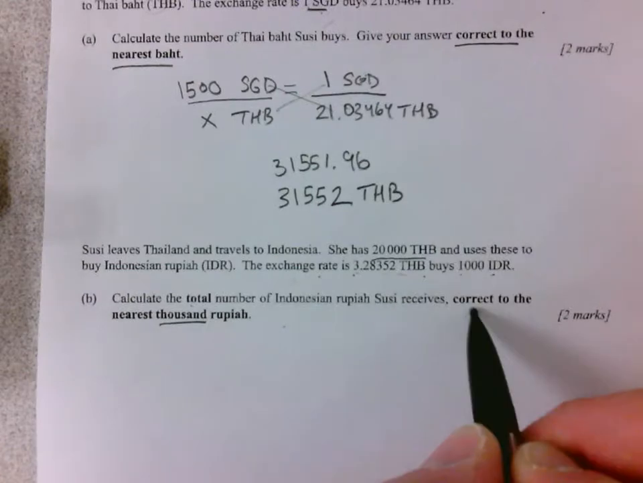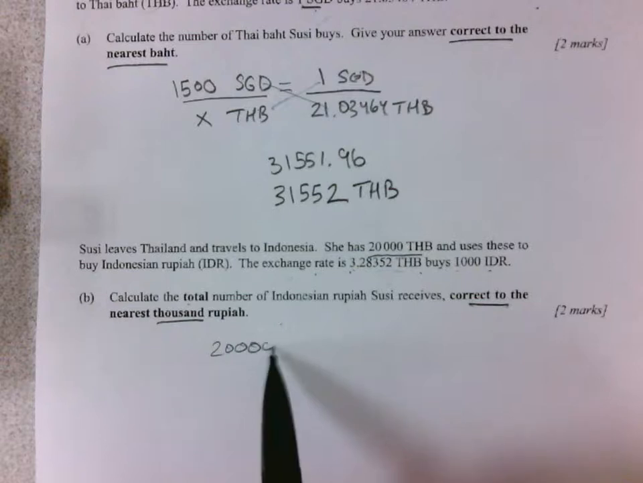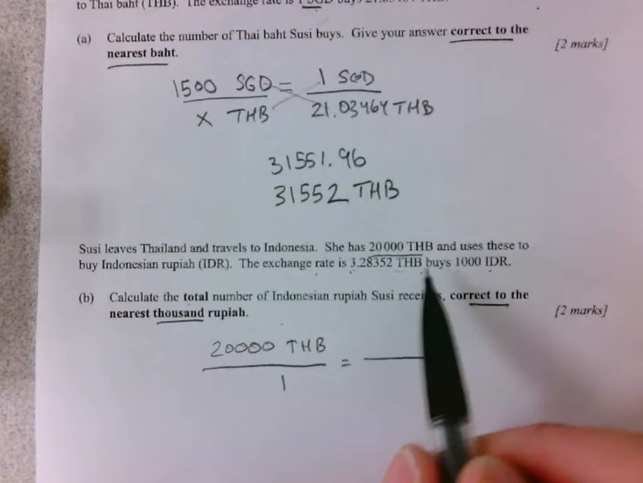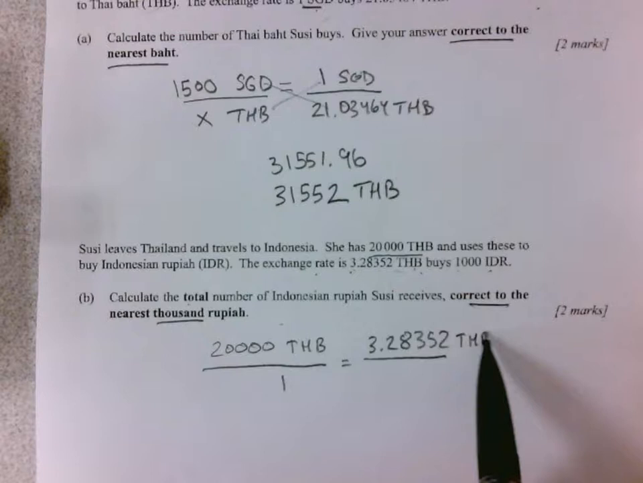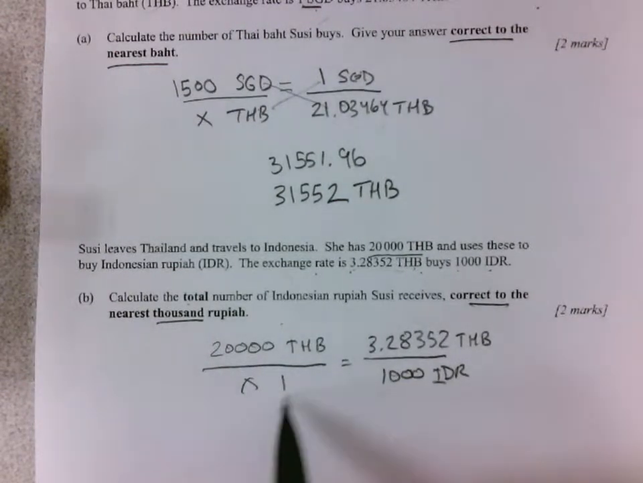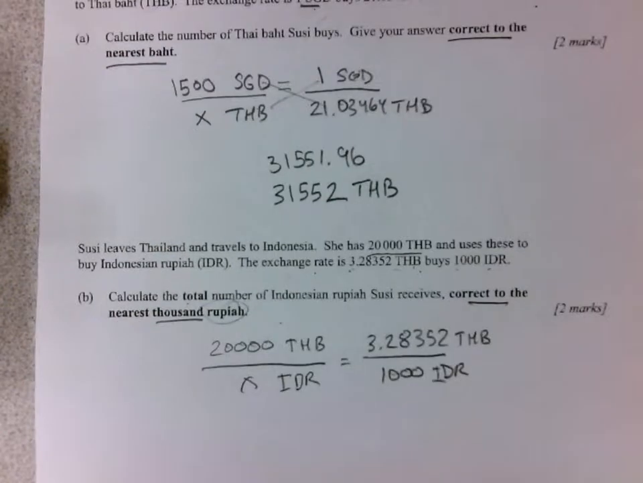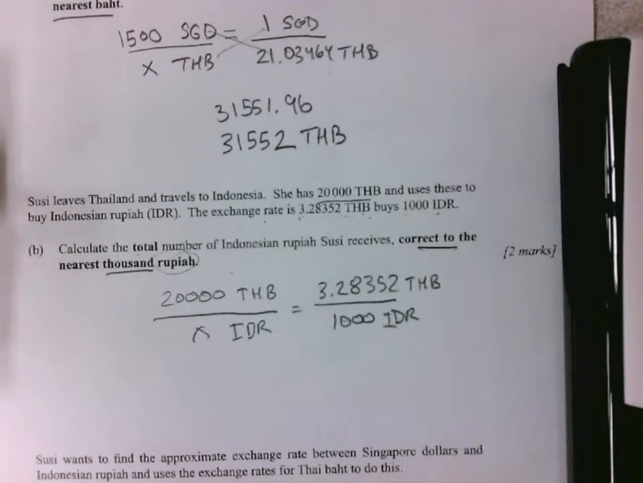Okay, so now we have 20,000 Thai baht, and we know that 3.28352 Thai baht is 1,000 rupiah. So again, I'm finding this number of rupiah. If you put your labels here, you know you're always at least lining things up. So I'm going to take 20,000 times 1,000 and divide by 3.28352.